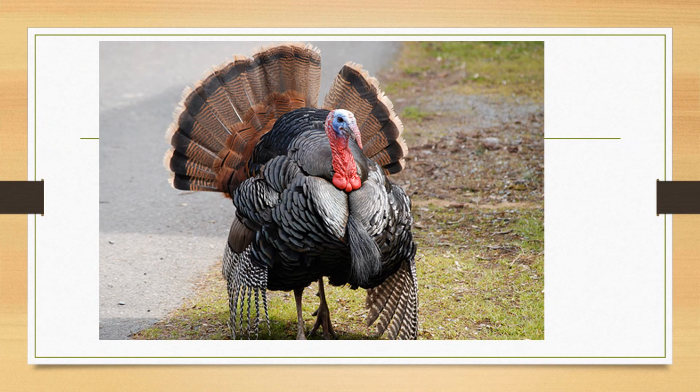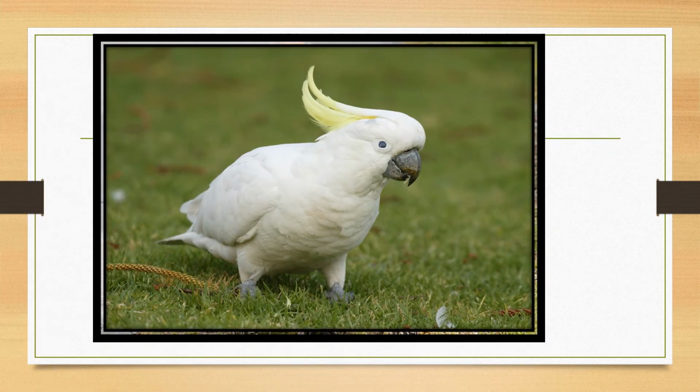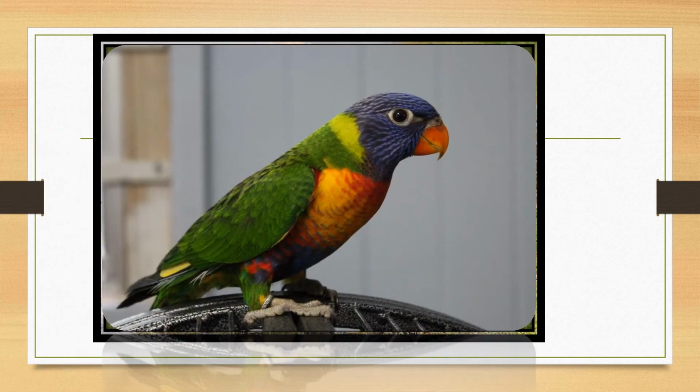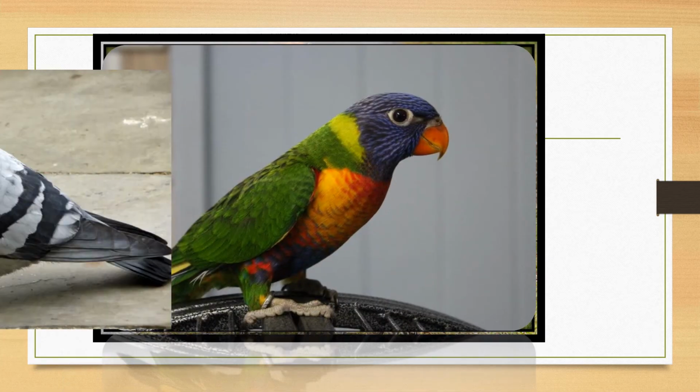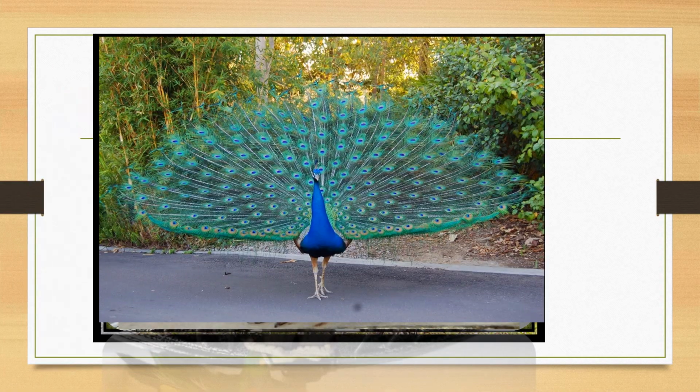What are some examples of birds? So the first picture, what is the name of this? It is called turkey. Next, we have also cockatoo. What else? Oh, parrot. And then you have also pigeon. And then you have peacock. So those are some examples of birds.